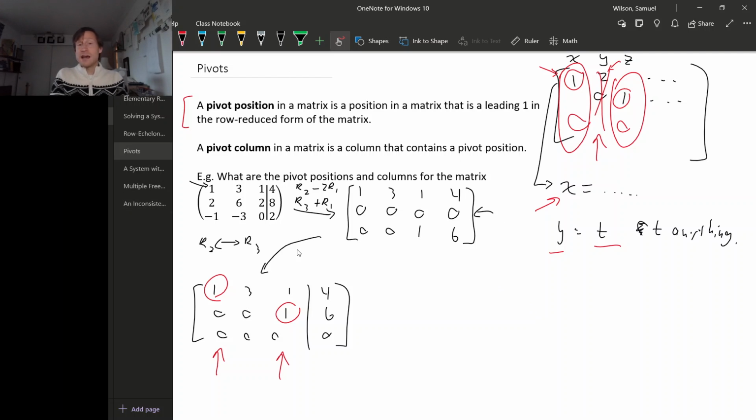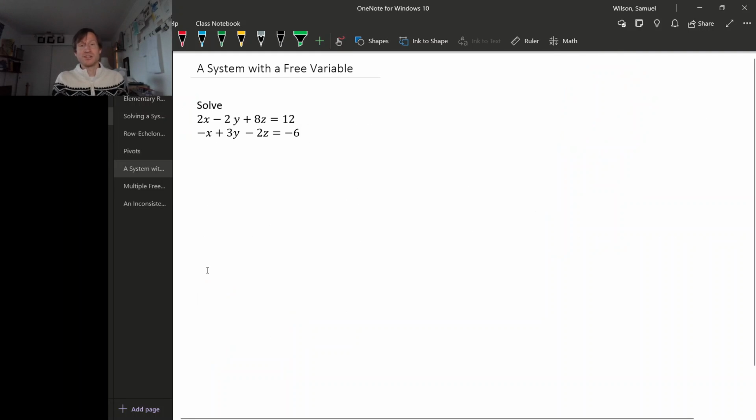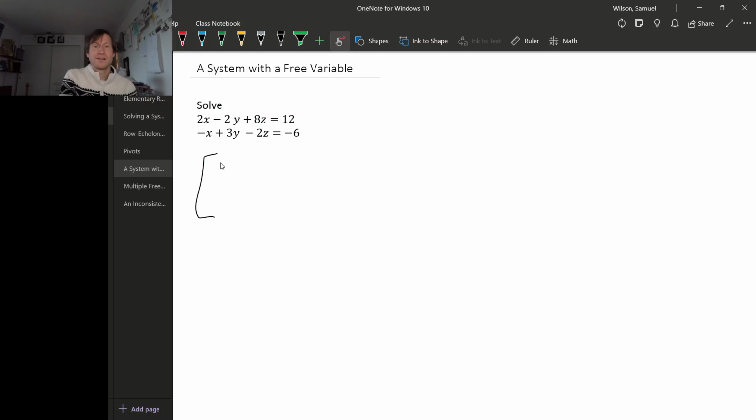All right, so let's see how we can put this all together to solve a system of linear equations. So here's a system. To solve this system, the first thing we're going to have to do is write down its augmented matrix. So let's see, 2, minus 2, 8, and 12. And then for the second row, minus 1, 3, minus 2, and minus 6. So here's our augmented matrix.